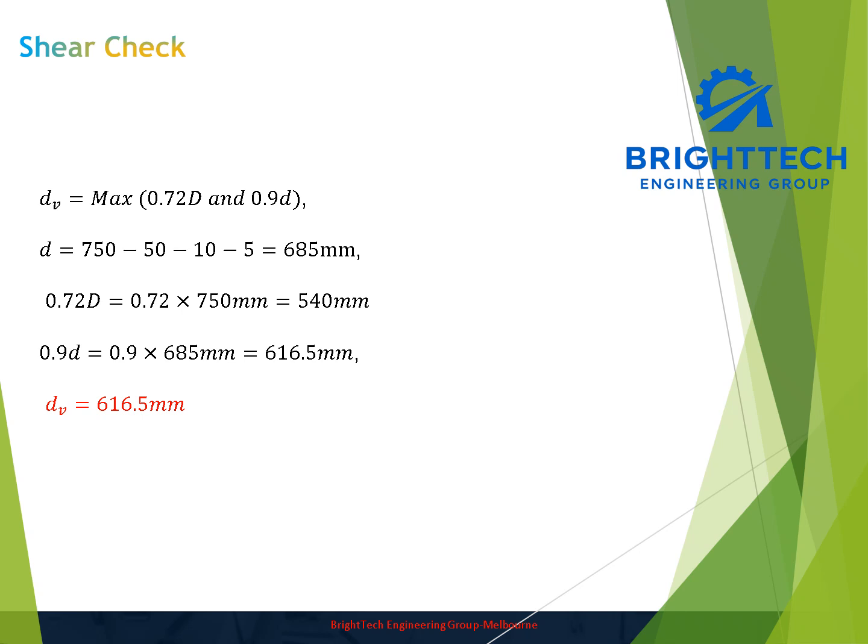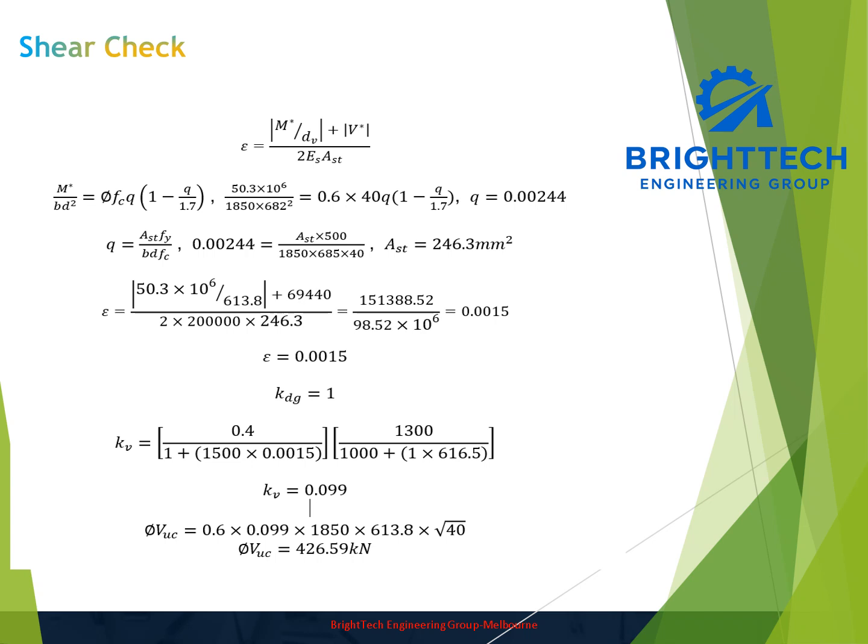So we use the 0.9D, which is 616.5, which is greater than this 0.72D, and we use this one. dV is 616.5 millimeter. And we need to use these calculations to find out the epsilon and KDG.